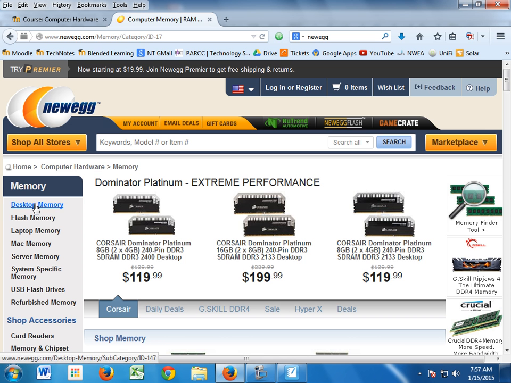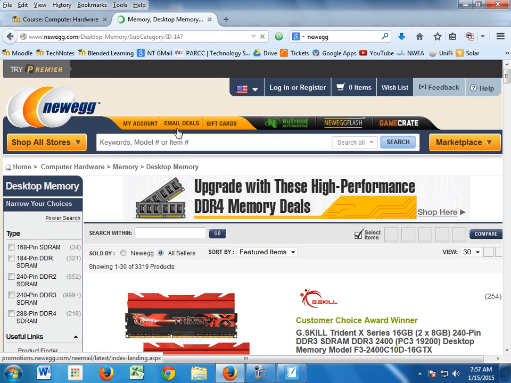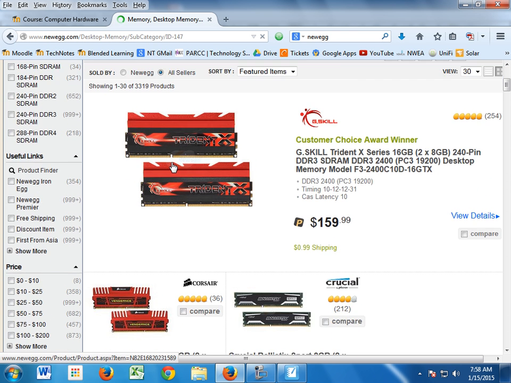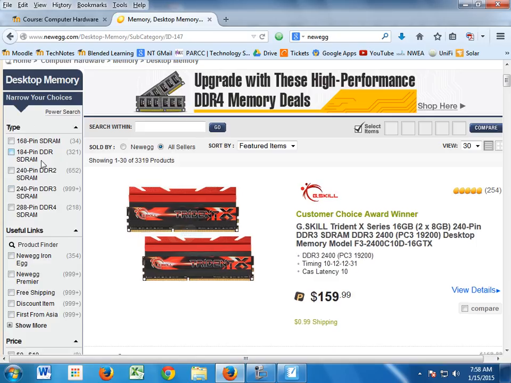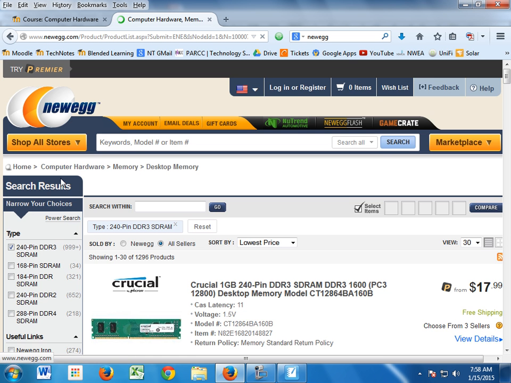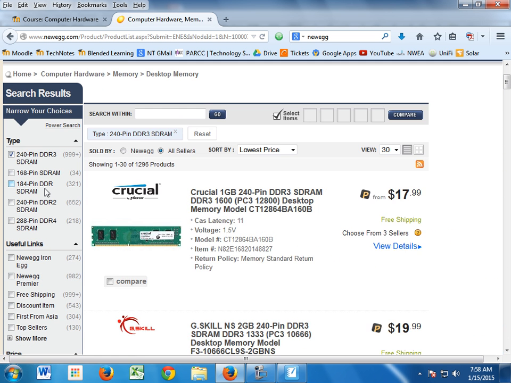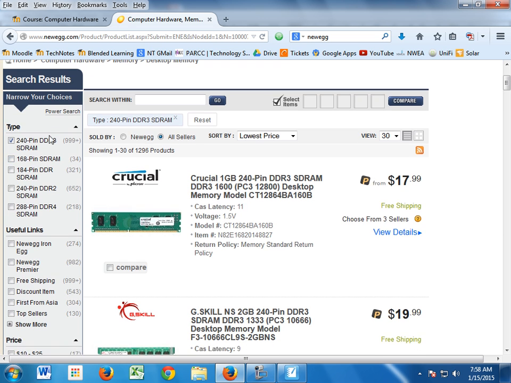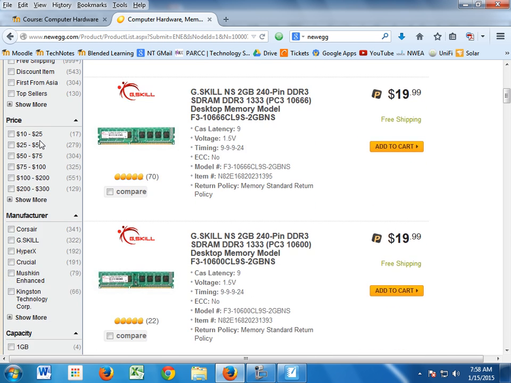So we're going to go over here to desktop memory. And then as I go over here, the first thing you can see is the kind of memory, which kind of memory am I looking for, okay? And I don't even know it takes DDR4, that's brand new. It must have just come out. I'll have to look at that later. I'm going to check DDR3, and you can see DDR2 and DDR3 both have 240 pins because they look exactly the same. So I'm just looking at DDR3.